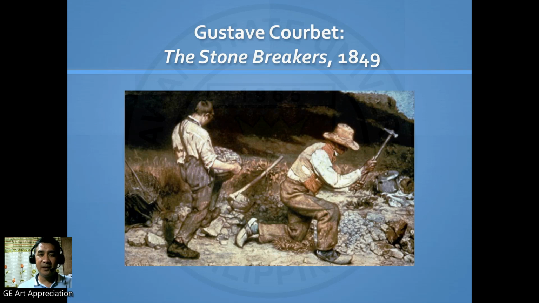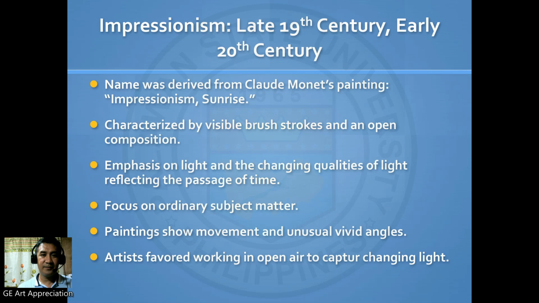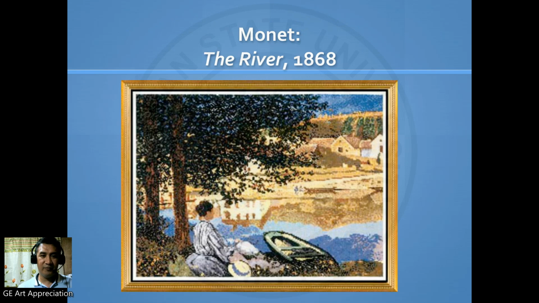This is Gustave Courbet, the Stonebreakers in 1849. Manet, the Viper in 1850. And also we have Impressionism, the late 19th century, early 20th century. It was derived from Claude Monet's painting, Impression, Sunrise. Here we have Monet, the River in 1868.